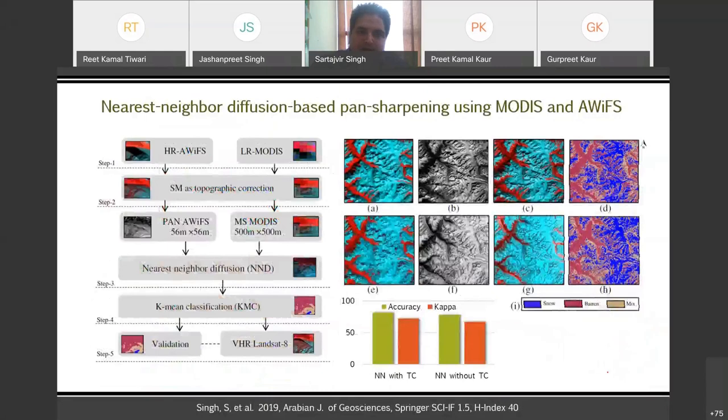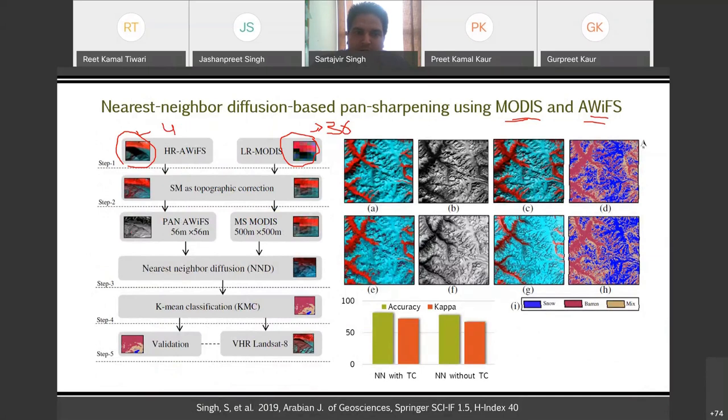There is another study that we have performed, a nearest neighbor diffusion based pan sharpening using MODIS and the other data. This is a very initial study that we have performed. Here you can check it out. This provides very high resolution, while the other has low resolution, but its advantage is that it provides 36 spectral bands of information.